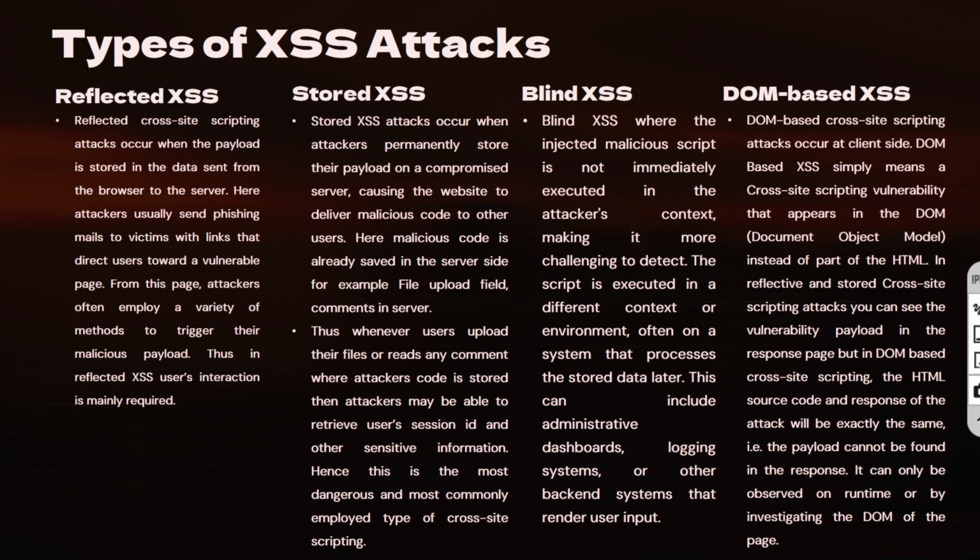Reflected XSS occurs when the payload is included in data sent from the browser to the server. Here, the attacker usually sends phishing emails to victims with a link that directs the user towards the vulnerable page. From this page, attackers often employ a variety of methods to trigger their malicious payloads. Thus, in reflected XSS, user interaction is mainly required. That means, without the interaction of the user, you could not perform cross-site scripting. You would need a user to interact with the payload.